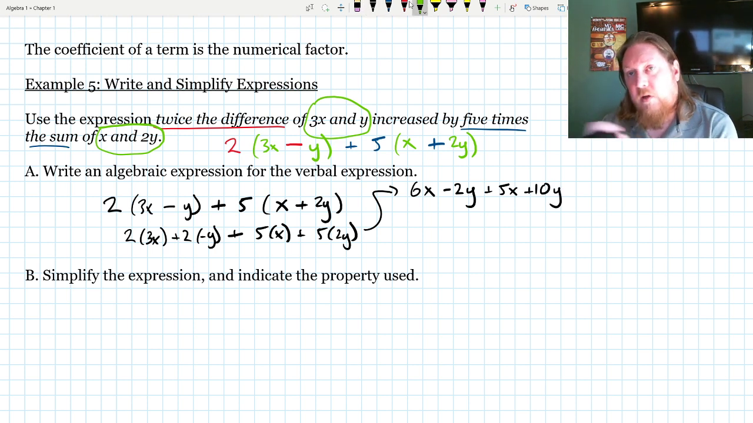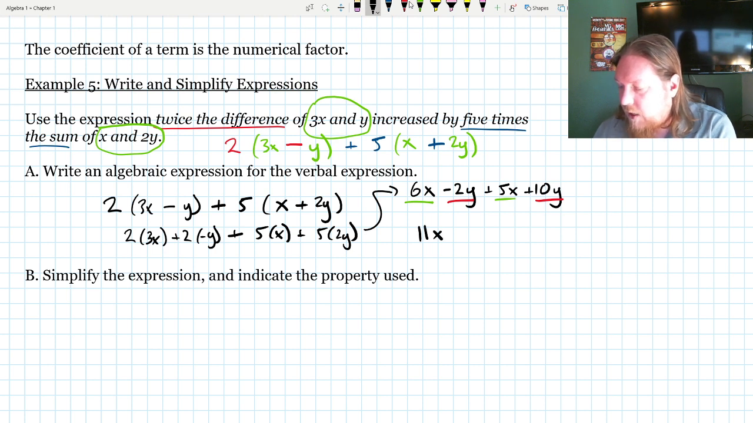Now I'm going to underline the colors here. So I got 6x and another 5x there. Those will get combined together. And a negative 2y and 10y, and those will get combined together. And now I've got all my like terms taken care of. 6 plus 5 is 11x. Negative 2 plus 10 is 8, and those are the y's.